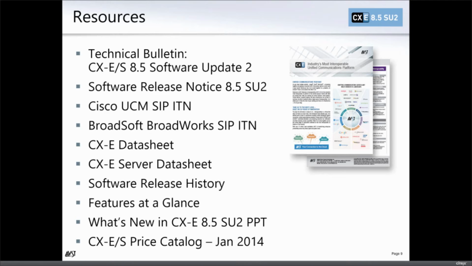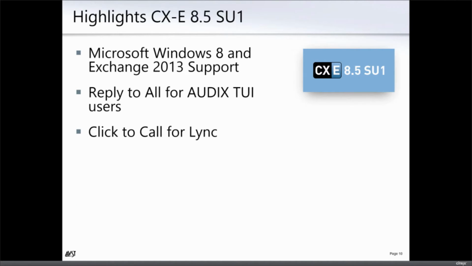Now, I told you we've done multiple releases, updates on the software 8.5, and the first update we did was Software Update 1. Software Update 1 basically added some things to our original 8.5 list. Some of these were things that the timing made it such that they couldn't come out with the first release, and some were things that came onto the development table late in the 8.5 cycle.